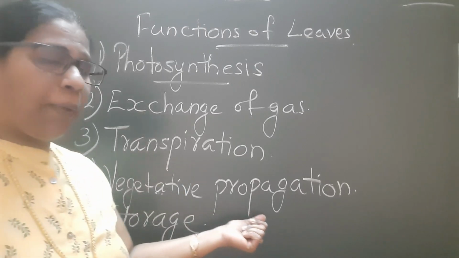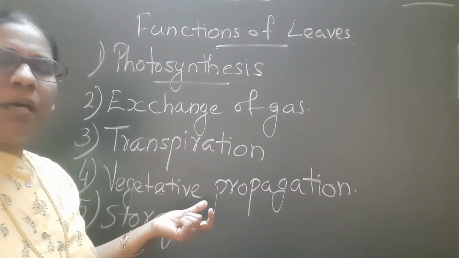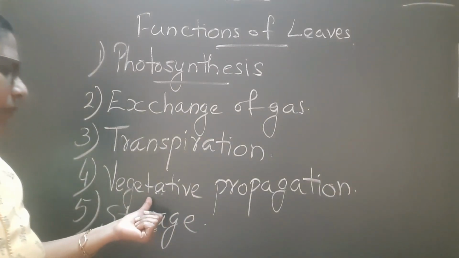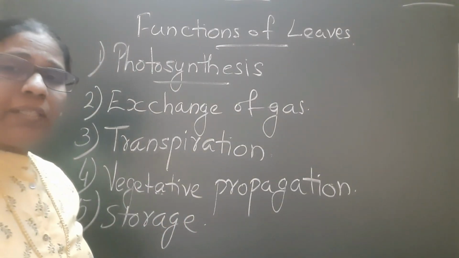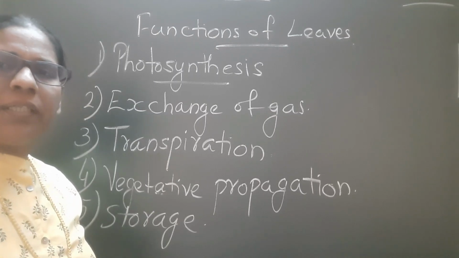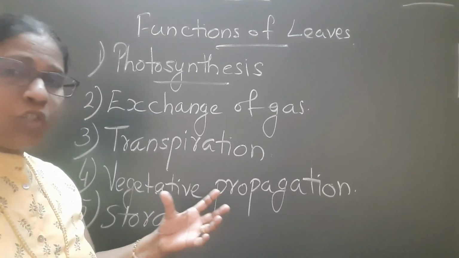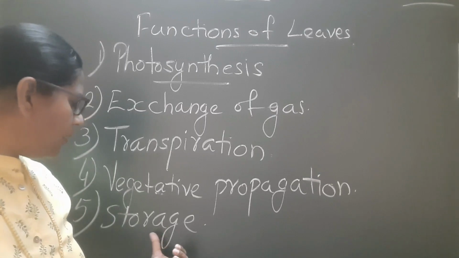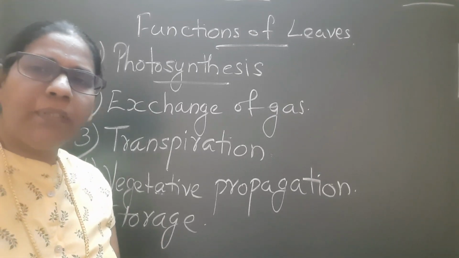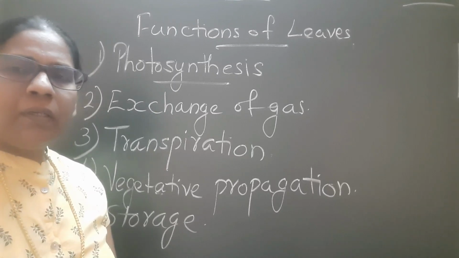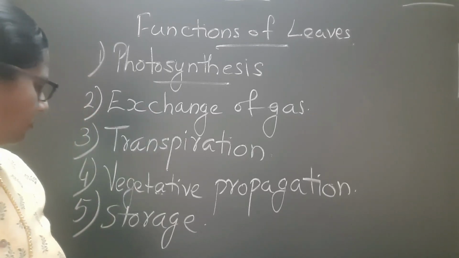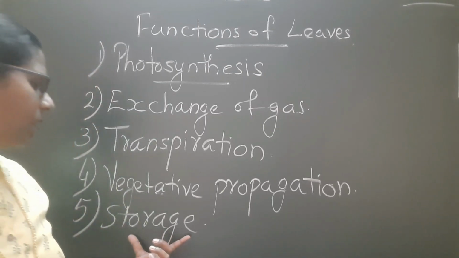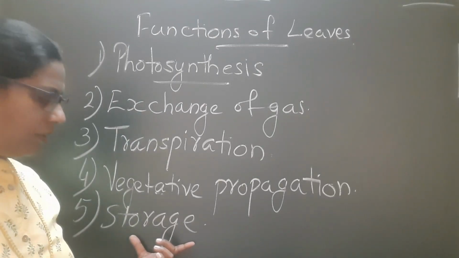Then vegetative propagation, that there are some plants' leaves we use to propagate a new plant. That is one of the functions. And then storage. The excess food which is prepared already for the plant, it stores in some of the plant's leaves. That is called storage. Example, spinach, then what else? Cabbage. These are the examples of storage leaves which store the food in them.